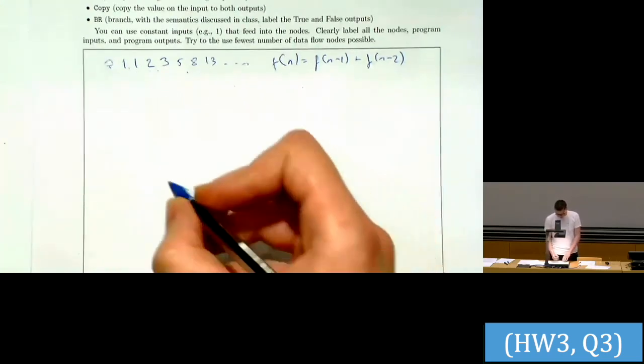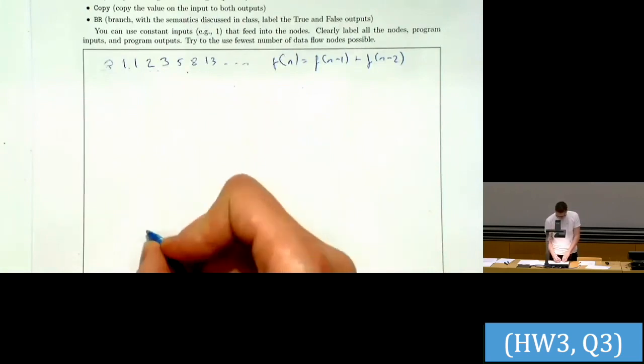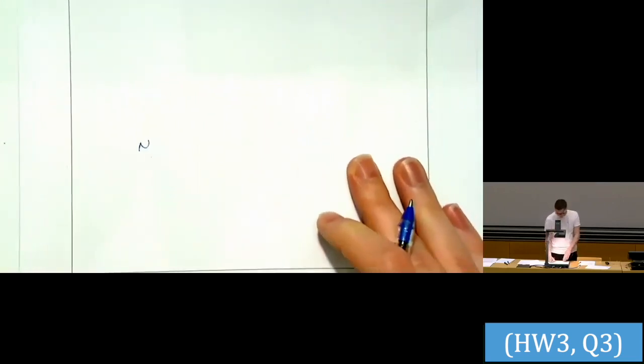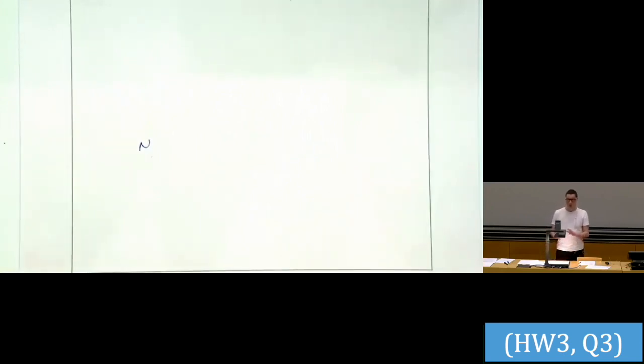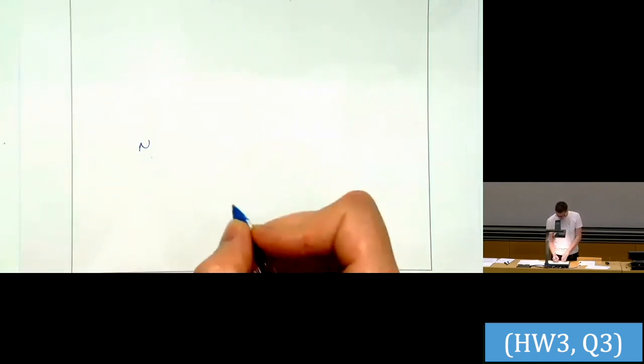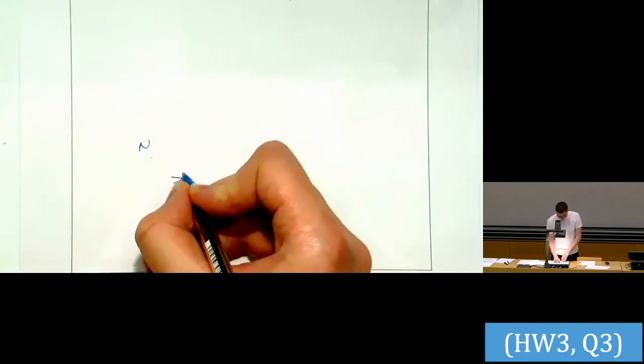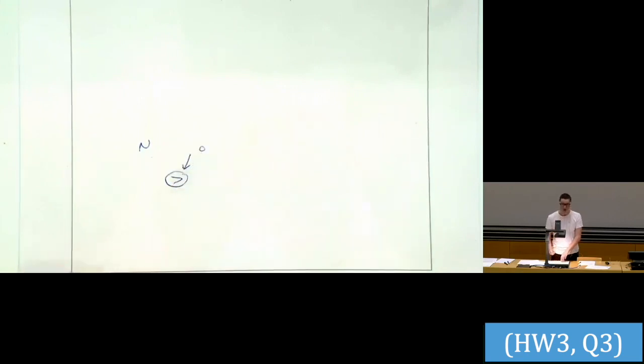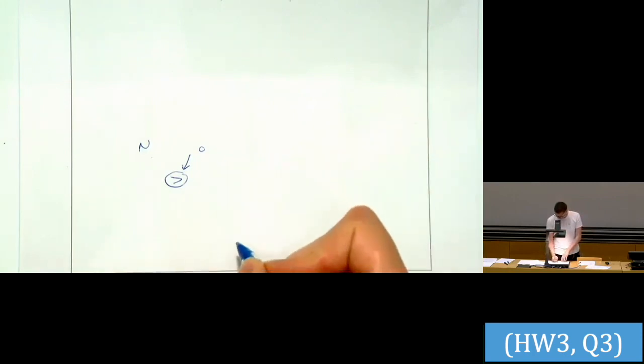Okay, so let's start with some input n. I'll write it here. We'll assume that this is 0, but it could be anything. The first thing we'll need to do is compare this against 0, right? Here we'll try to make this work only for the case where n equals 0. But still, we will need to compare this.